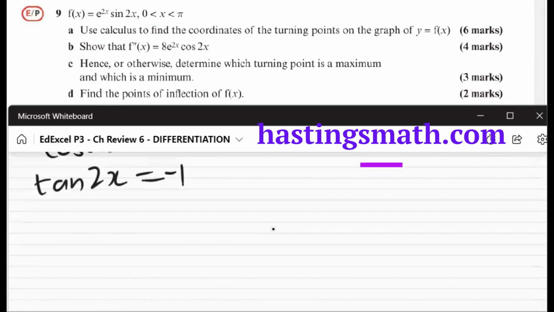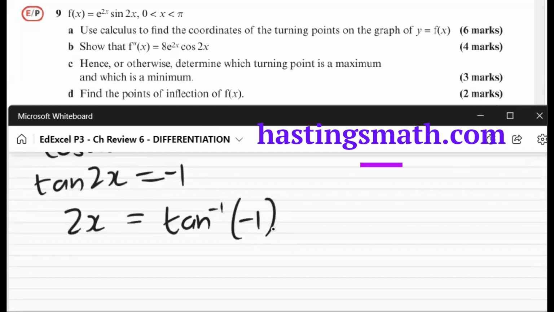Okay, we want the x's. There are so many methods to do this. Let's first take tan over. So our reference angle, we have 2x is equal to tan^-1 of -1.